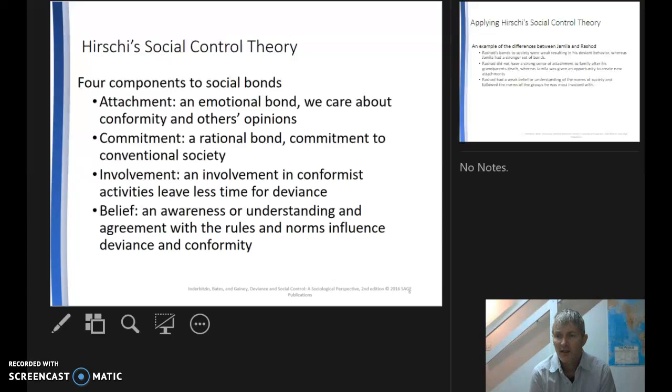Involvement in conformist activities leaves less time for deviance. Once again, if you fill your time up with non-deviant behavior, well, then you're just going to have less time to engage in deviant behavior. And then, of course, belief, or an awareness or understanding and agreement with the rules and norms which ultimately influence deviance and conformity. So if you agree with the social norms, if you agree with the way society has chosen to structure itself and its system of rewards and punishments, then you're less likely to engage in deviant behavior.